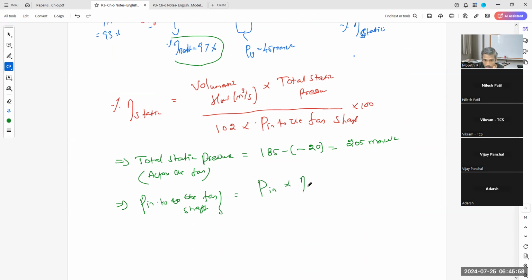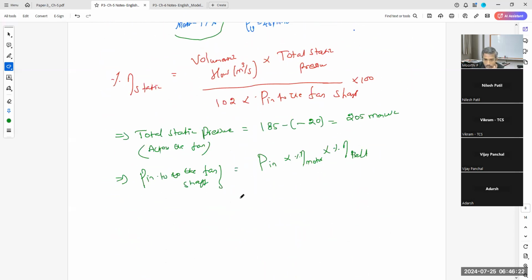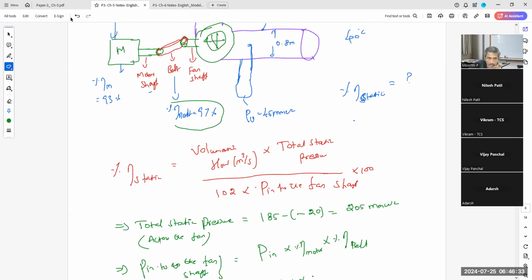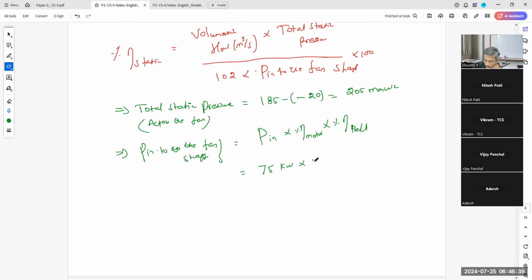185 is the output pressure. Minus 20 is the input pressure. Motor, belt. Understand this one? Okay, power input how much? 75 kilowatt into efficiency 0.93, 0.97. You tell me the value. 0.93 into 0.97. Can you tell me the value quickly? How much kilowatt?